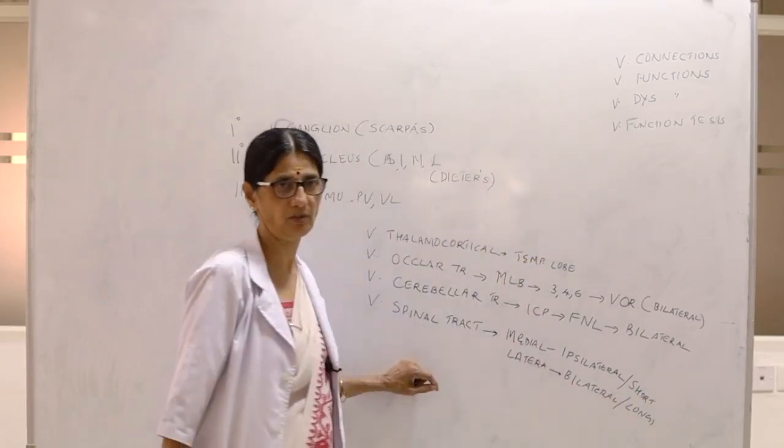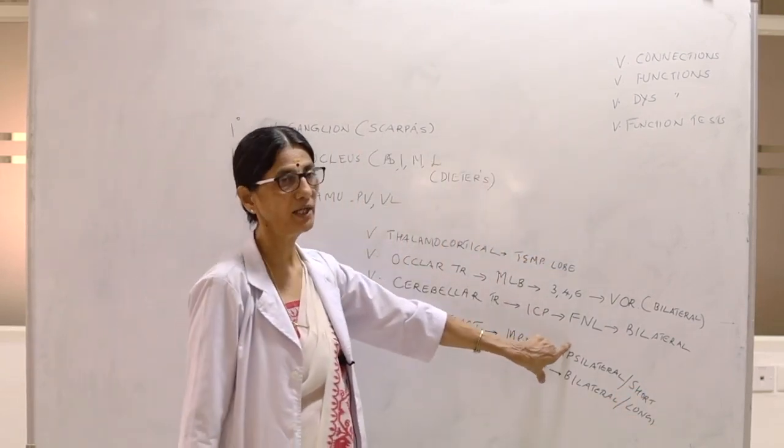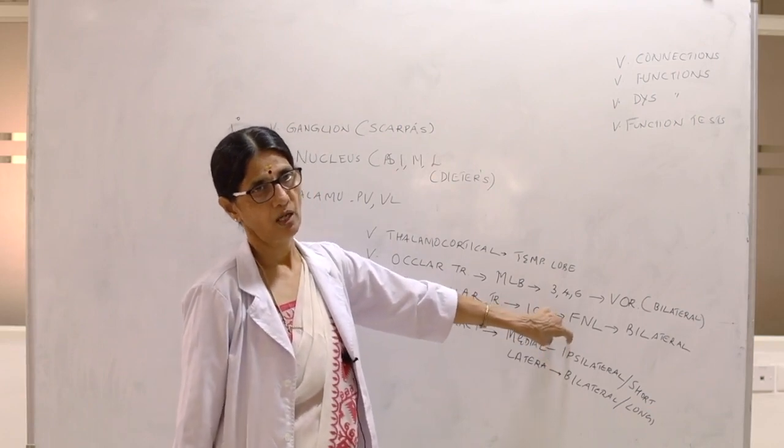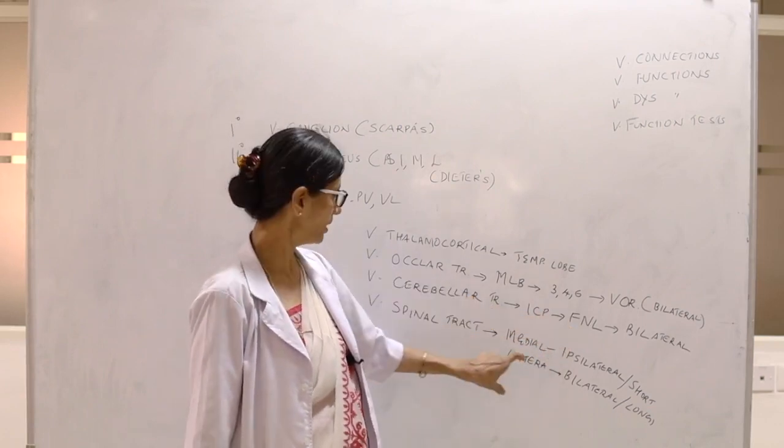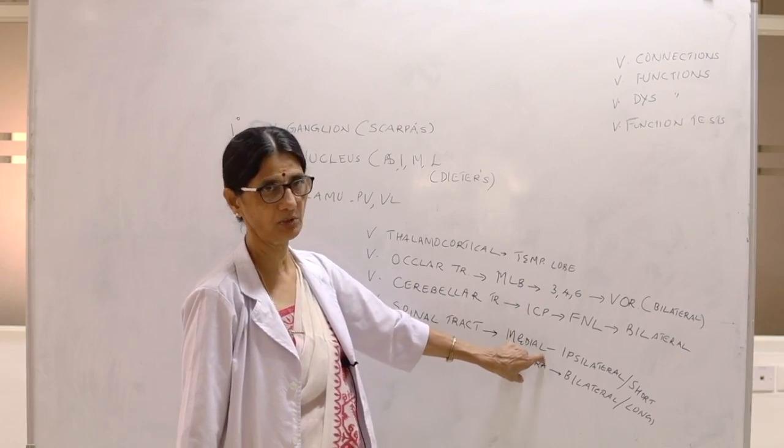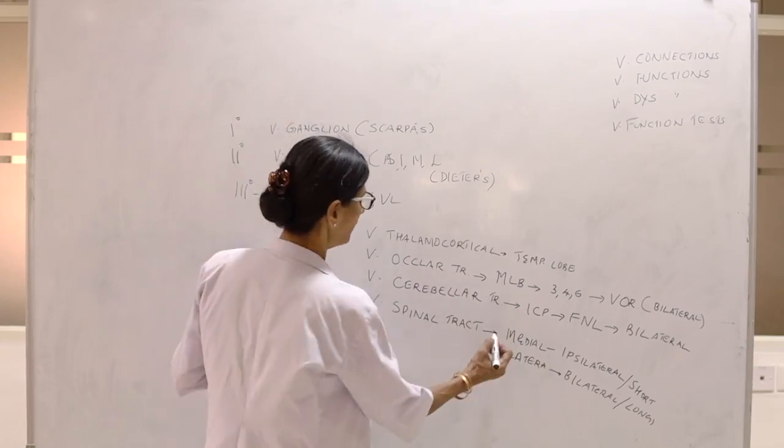So that's the difference. So this will be regulating the muscles of the upper extremity as well as the neck muscles. Here it is regulating the muscles of the lower extremities and the trunk muscles. So that's the vestibulospinal tract.